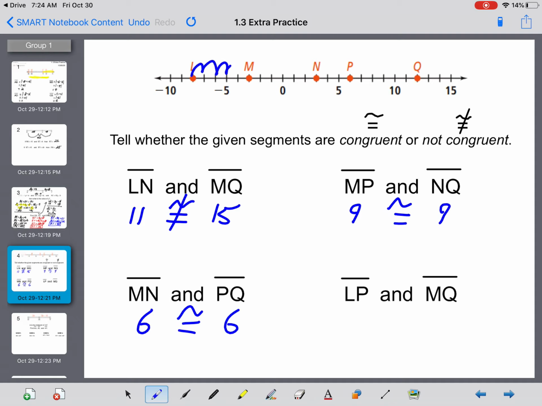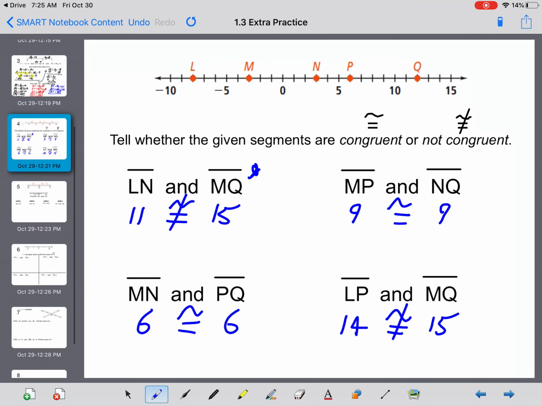LP and MQ, 1, 2, 3, 4, 5, 6, 7, 8, 9, 10, 11, 12, 13, 14. MQ, we already found above, right over here, was 15. These are not congruent.